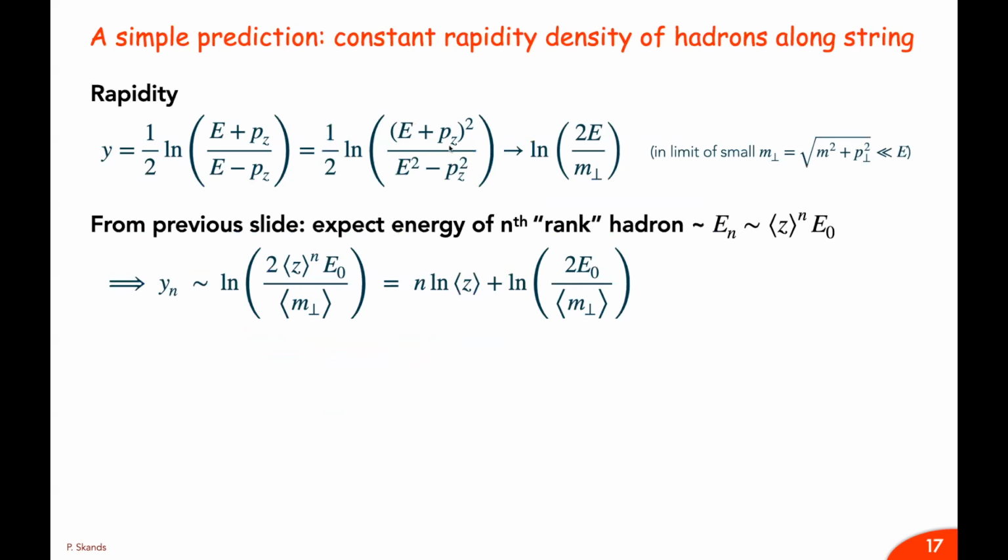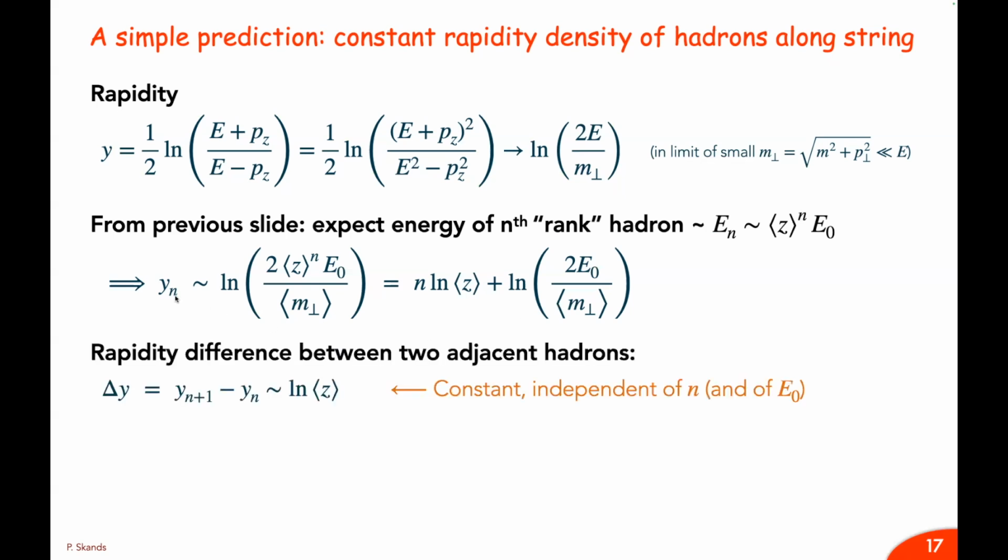So one of the predictions that you get out of this, the main prediction, is a constant rapidity density of hadrons along the string. So we are doing these z fractions down. And if you look at the rapidity, here's just the definition, and you look at the limit where the energy is very large compared to the transverse momentum and the mass, then you see that rapidity is something like the log of energy over mass. From the previous slide, I said we expect the energy of the nth rank hadron to scale like this. So we get that the rapidity of the nth hadron that we are making is sort of n times log z plus a constant thing that's just how long our rapidity plateau is.